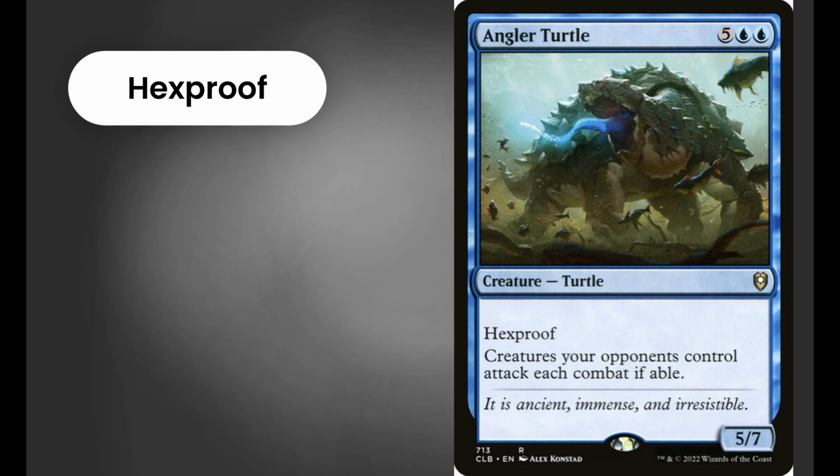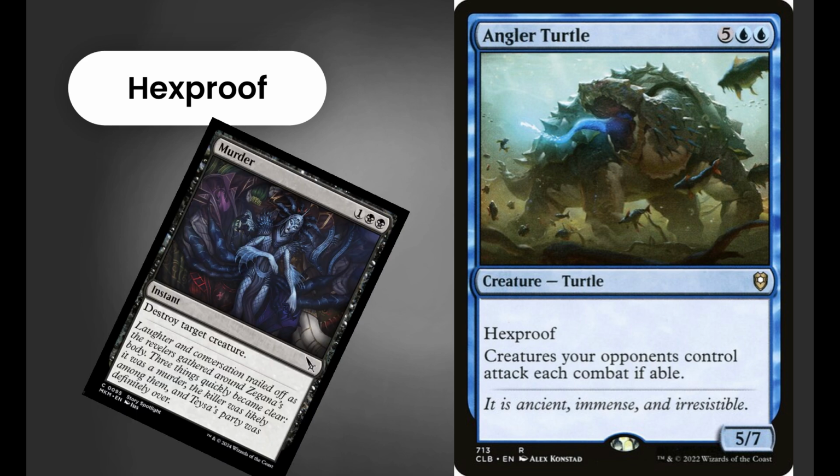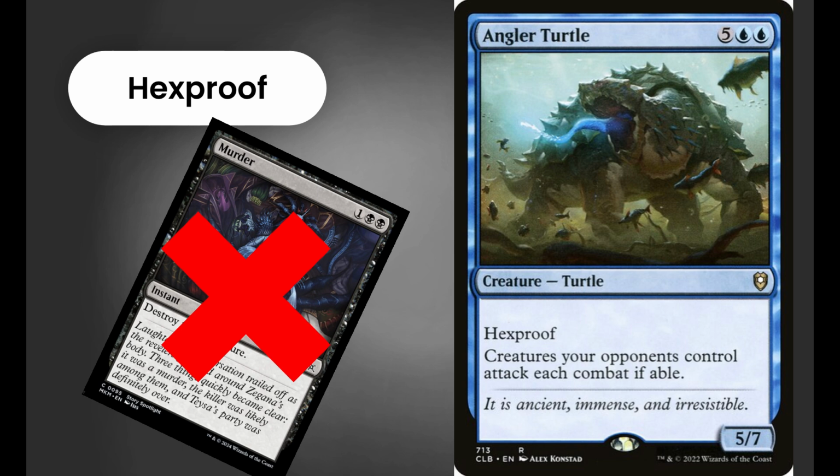Next, I would like to cover the three main protection keywords: Indestructible, Hexproof, and Ward. Hexproof is the simplest, and it means that whatever has hexproof cannot be targeted by spells or abilities your opponents control.